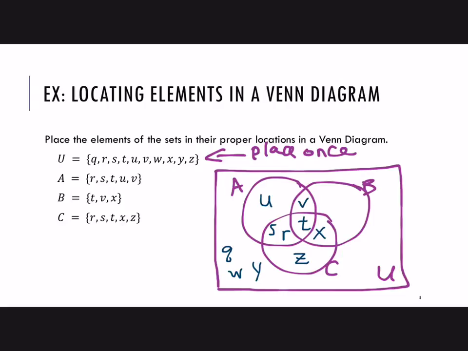So you'll notice we do have element T is in all 3 sets. Elements S and R are in A and C, but not in B. So I've placed them in the spot where A overlaps with C, but does not touch circle B. We have some other elements. For example, U and Z are in exactly one of those 3 sets.